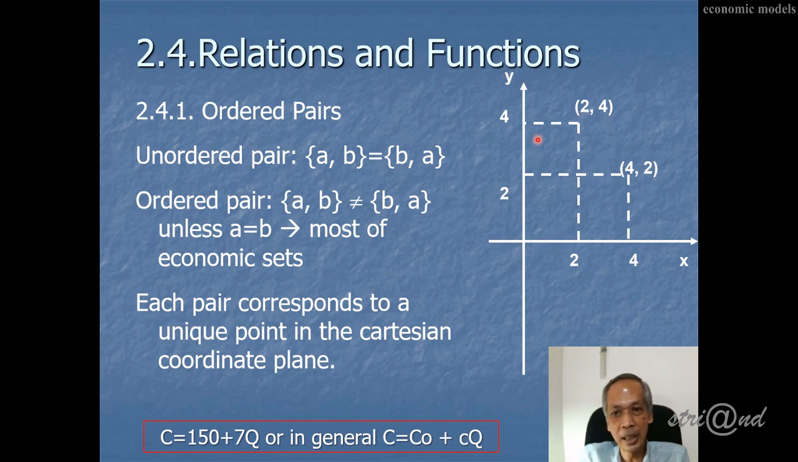It is completely different. So our relation here is not unordered, but it is ordered pairs, because 4 quantity and 2 cost is not the same as 2 quantity and 4 cost. Okay, let's proceed with the next slide.